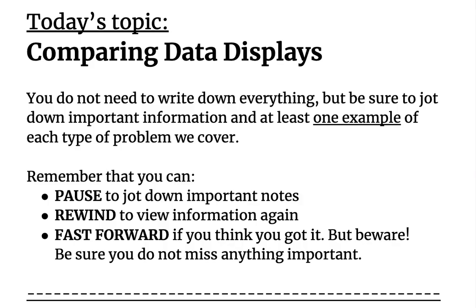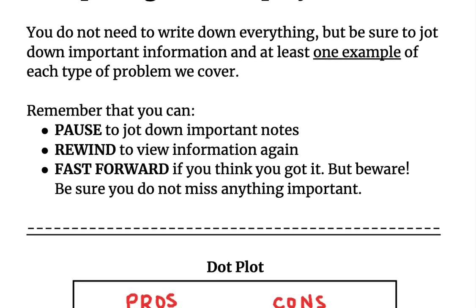So today we're talking about comparing data displays. The data displays we've talked about so far are the dot plot, the histogram, and the box plot. Today we're going to look at them all together and talk about their pros and cons, what makes each of them useful and what also makes each of them not so useful. None of the three is the best one. They're all good for different situations. So we'll start with the dot plot.